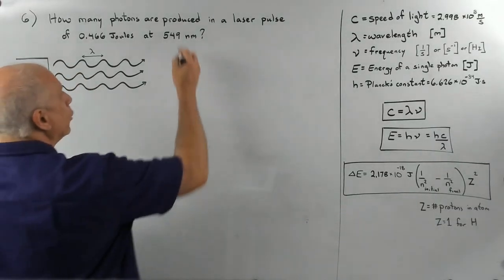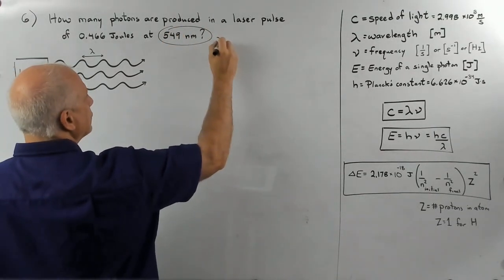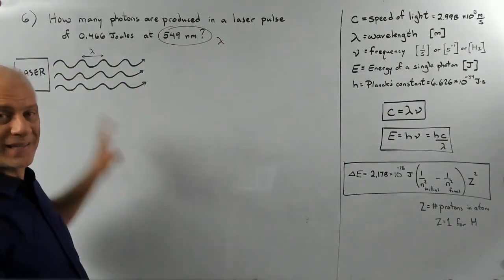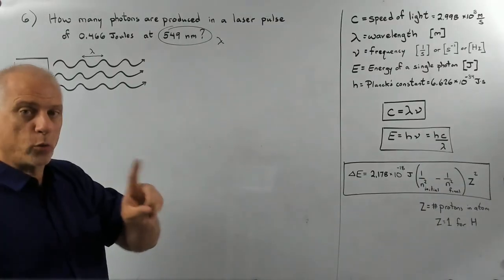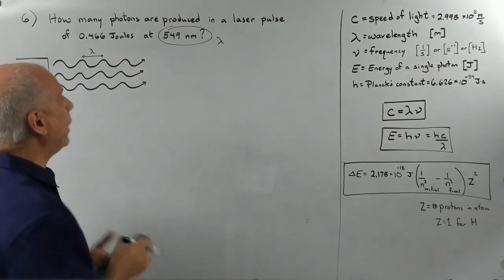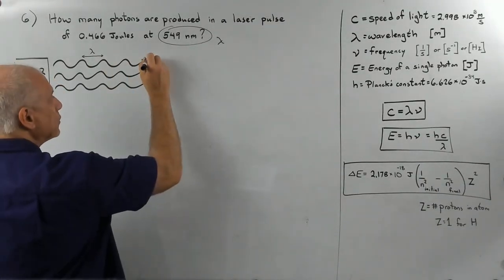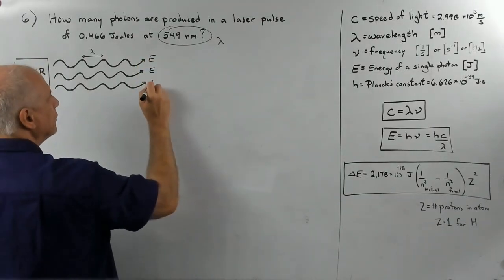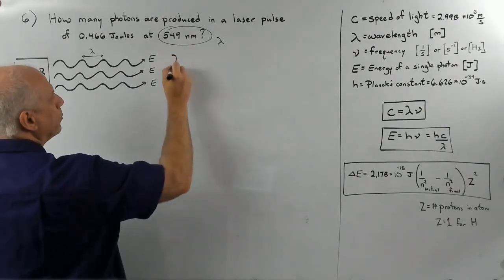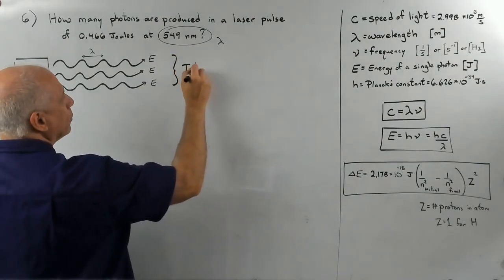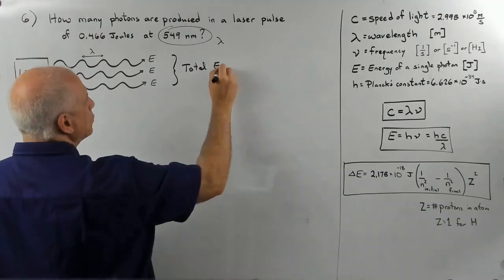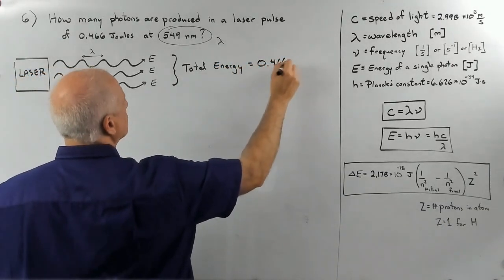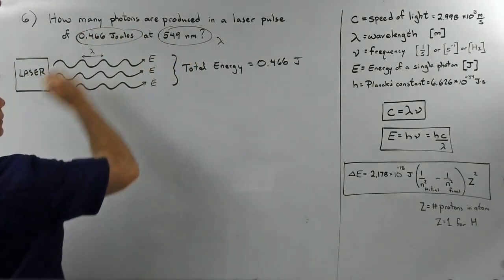What are we given? We are given the wavelength, right? That's the wavelength, but that's the wavelength of each wave. This laser does not release just one wave. It releases many, many, many waves. So this individual wave has an energy, this individual wave has an energy, this individual wave has an energy, and combined, the total energy of all of these waves is given to us as 0.466 joules. That's this right over here.